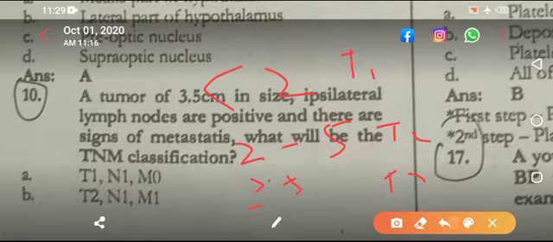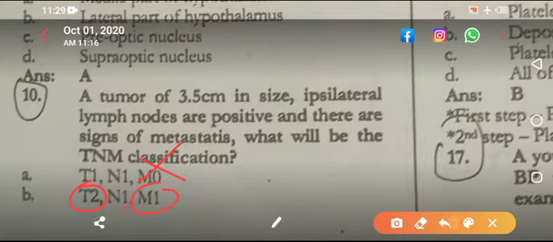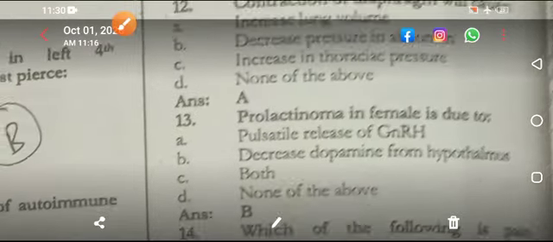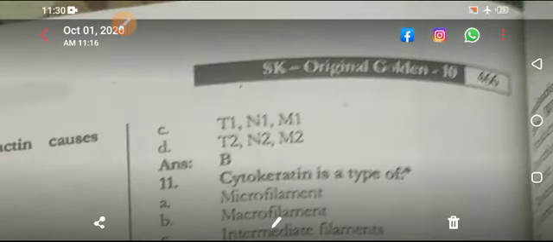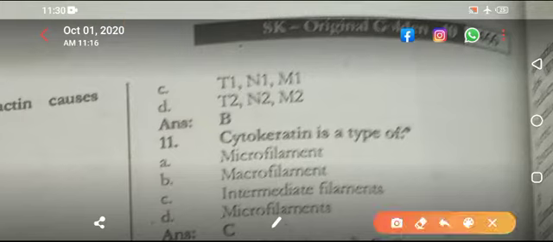If there is distant mets, M1. If no mets, then this is M0. So look for T2, M1. First one is out. But what about N1? Now there is another classification for nodes: N1, N2, and N3. But you look for N2 and M1, T2 and M1. So we are left with two options.